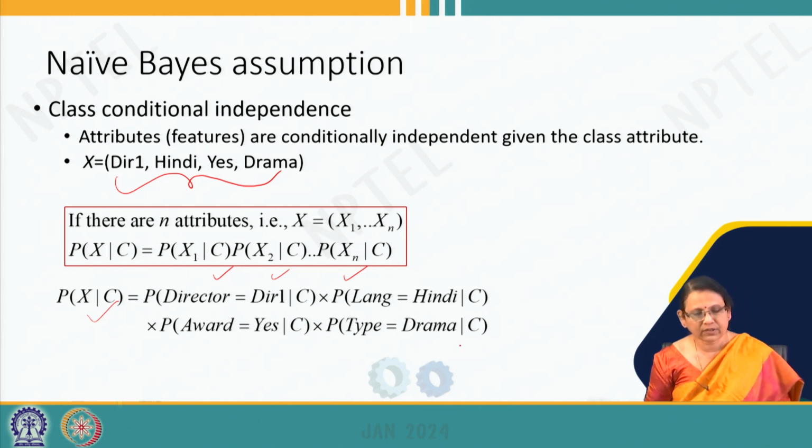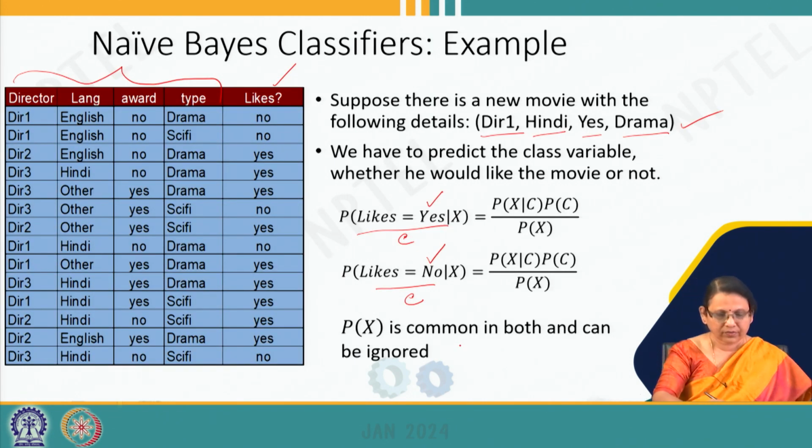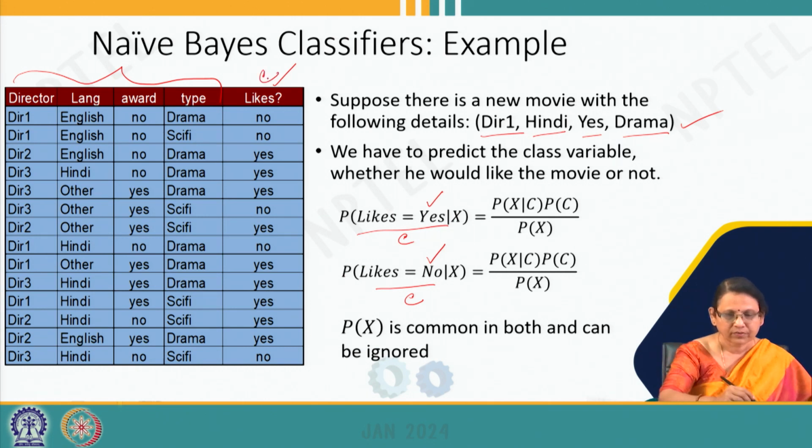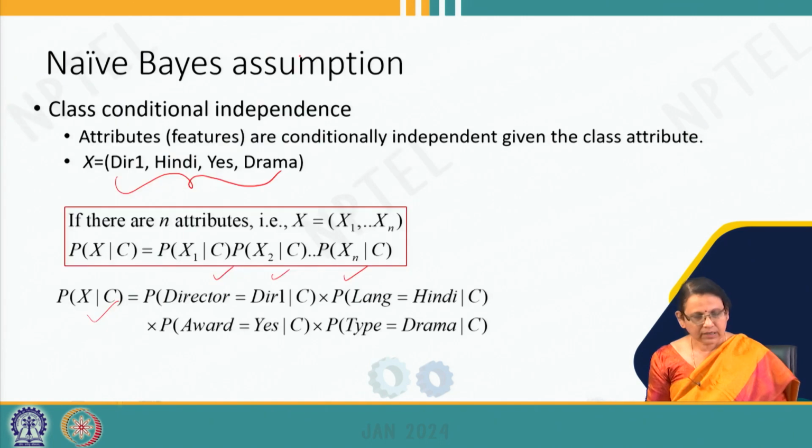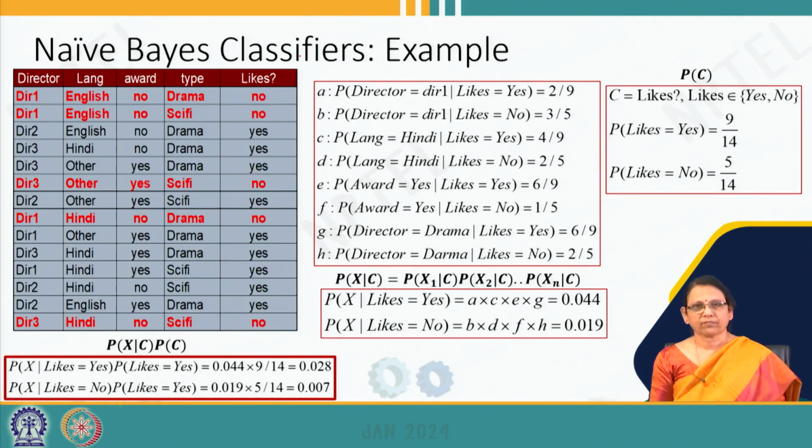Now, the question is, how many C's do we have in this setting, in the last example? This is our class variable C. C can take two values. C can be either yes or it can be no. So, for both yes and no, we will compute these values and find out. The computation is as follows.